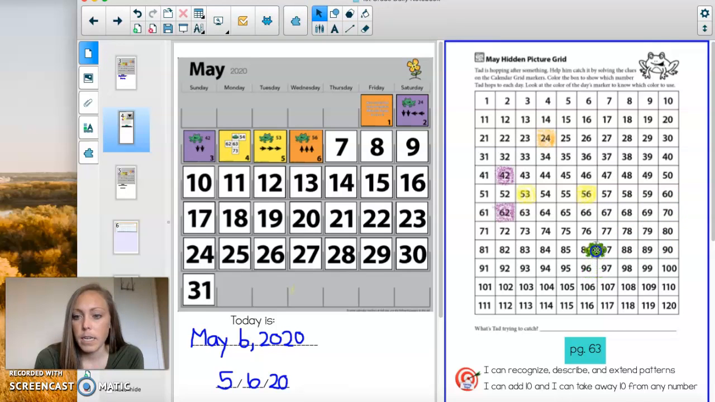All right, so now we get to see where our frog Tad is going today. Here he is. Now if we look on our calendar over here, we see that yesterday he landed on the 56. You see that small number right there? So he's on the 56. But today he's been given new directions. He has been told to hop up 3 times. So let's do that together. He's on the 56. When he hops up, he goes to the 46. Can you see that? He goes to the 46.